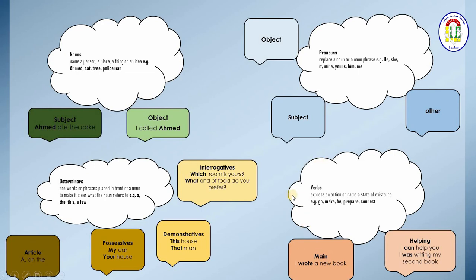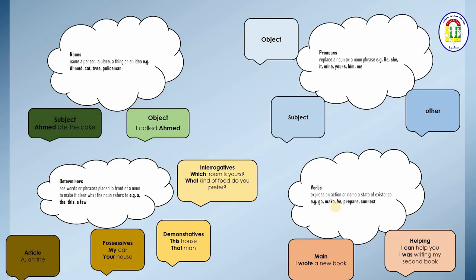The verbs express an action or name a state of existence. I can express an action, for example, when I say I go home, I make a cake, or I can express a state of existence, or state of being, and I say I am happy.